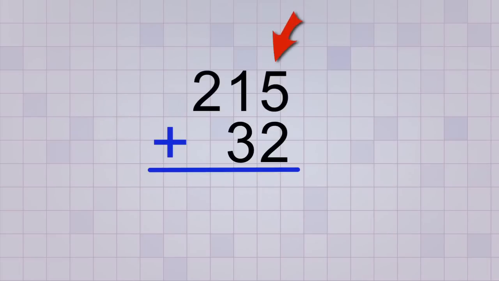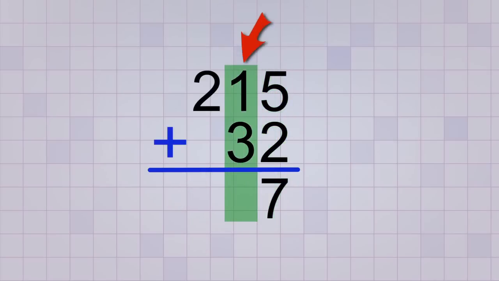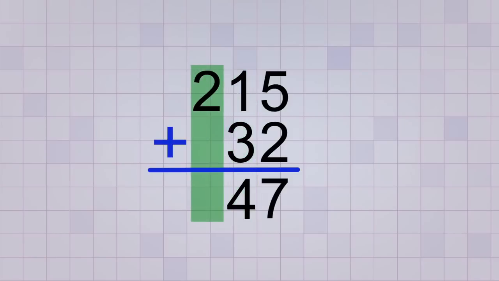And in the ones place, we have 5 plus 2, which equals 7. So we put a 7 in the ones place of our answer, which is just below the line. Now we can move left to the next number place column, which is the tens place. The digits there are a 1 plus a 3, and that gives us a 4 in the tens place of our answer. And last of all, we add the hundreds place column.